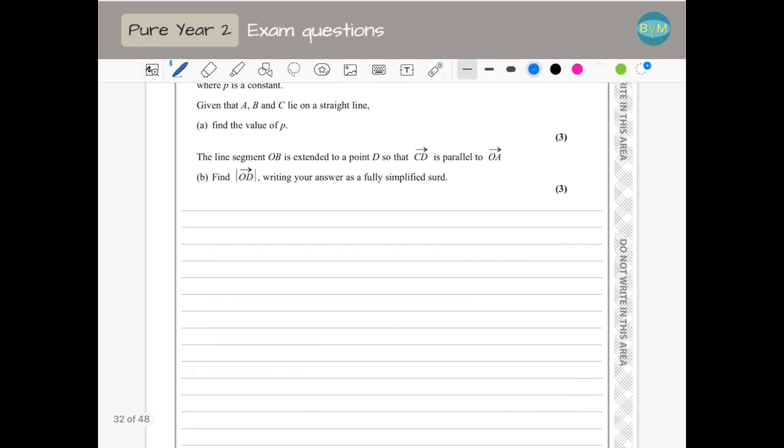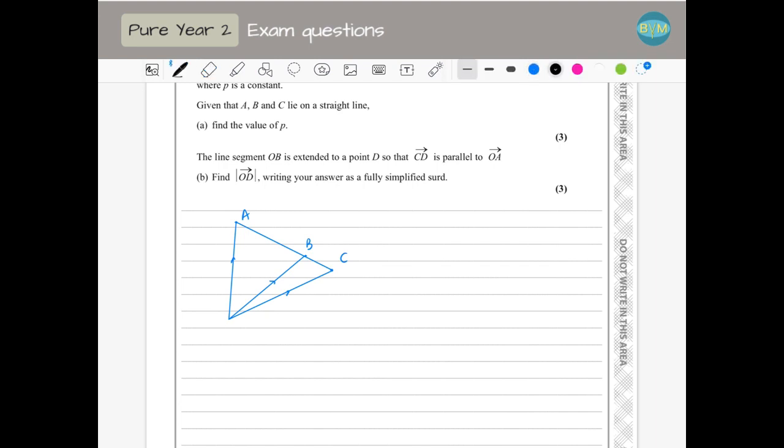So we have our 3 points in a line, so I'm going to do a quick sketch. Let's say A, B, C, and we have an origin O, and we know these vectors. So this vector here is OA, OB, OC.